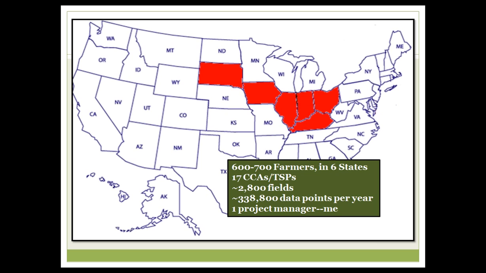This project is, like I said, in 6 states. We're working with about 17 to 20 CCAs and TSPs across those 6 states. About 2,800 fields, which comes up to just under 350,000 data points per year. It's a 3-year project, and there's one project manager, and that's me. So it's a lot of data that I QC, and a lot of working with these CCAs and TSPs.